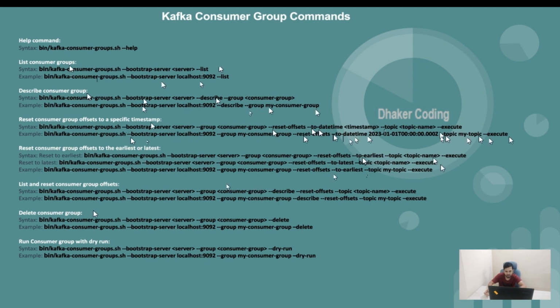Now let's say I want to delete the consumer group. You can give the option --delete, and it will delete the consumer group. Now, let's say I want to run my consumer group commands with a dry run option. You can give the option --dry-run, so it won't do anything. It will just give the logs of what it would do.